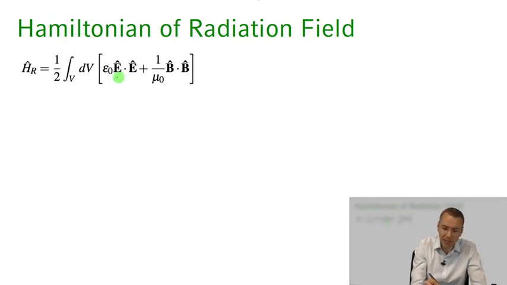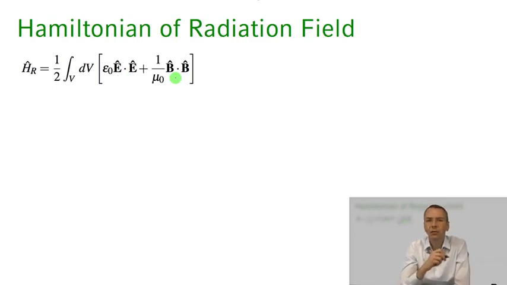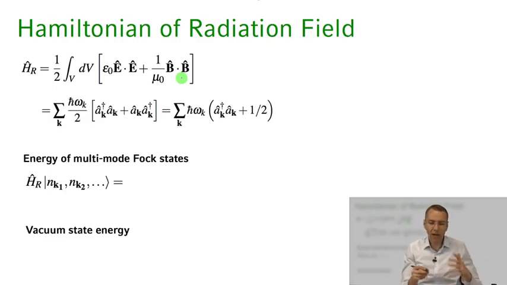We replace our classical field by operators. So now we have the operators E hat and B hat that we introduced in the last section. Actually, the B hat operator we didn't derive explicitly, but by just taking the curl of the vector potential operator, you could derive that yourself. So we have the E hat and B hat operators, and if we plug them in, we actually arrive, of course, what else could it be, at the quantum harmonic oscillator.